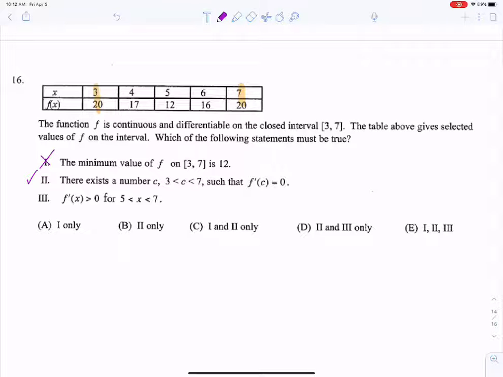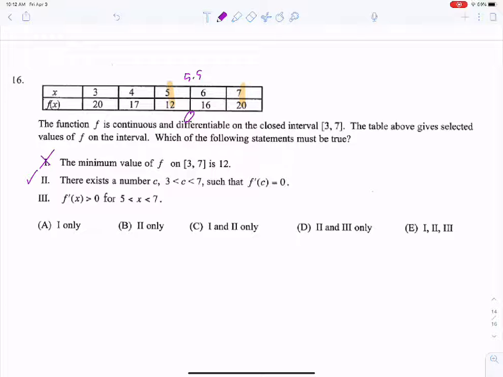Next, on the interval from 5 to 7, let me erase these things. On the interval from 5 to 7, f prime is greater than 0. So that is false. The average slope is greater than 0. But again, as I said before, somewhere in here, maybe at like 5.5, this thing could suddenly drop down for some bizarre reason, and then we would have some issue.